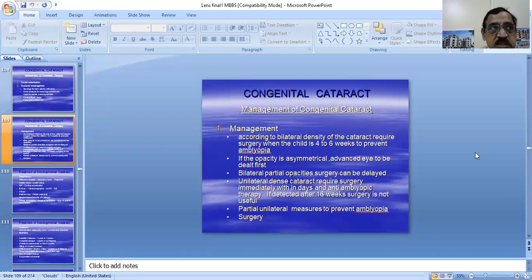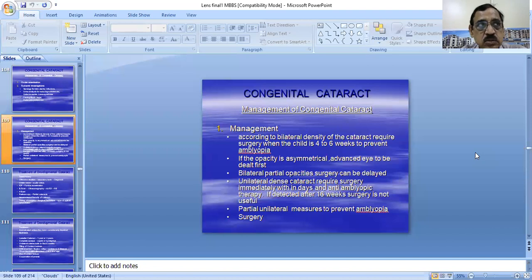If the opacity is asymmetrical, one side having a denser opacity compared to the other eye, the denser opacity or advanced eye will be operated first. In bilateral partial opacities, surgery can be delayed if the patient has reasonably sufficient vision. Usually the child's activities are at hand stretch.